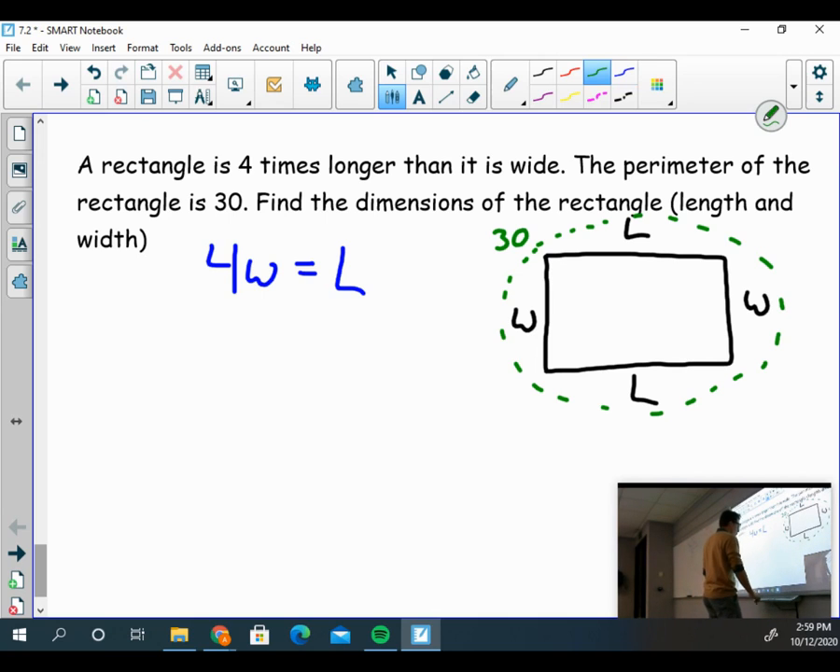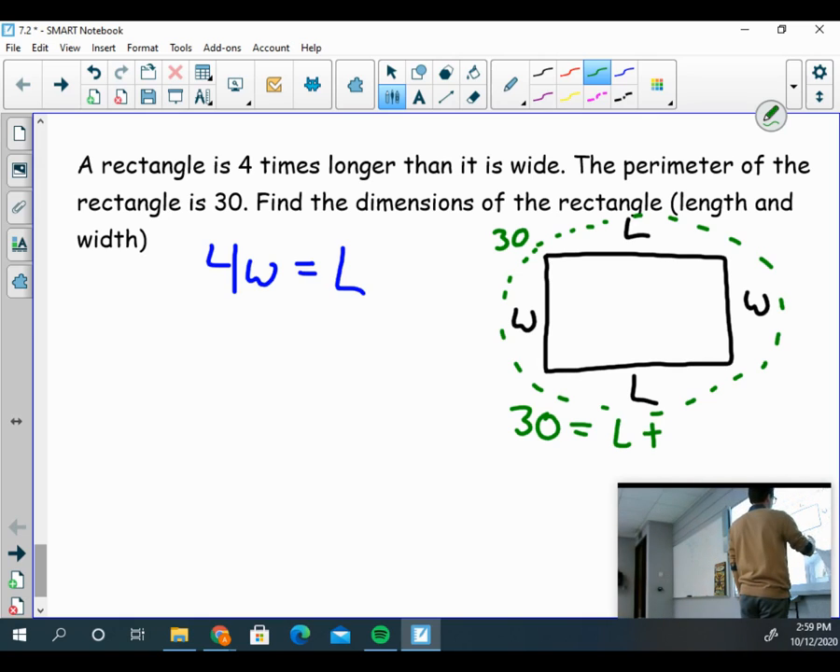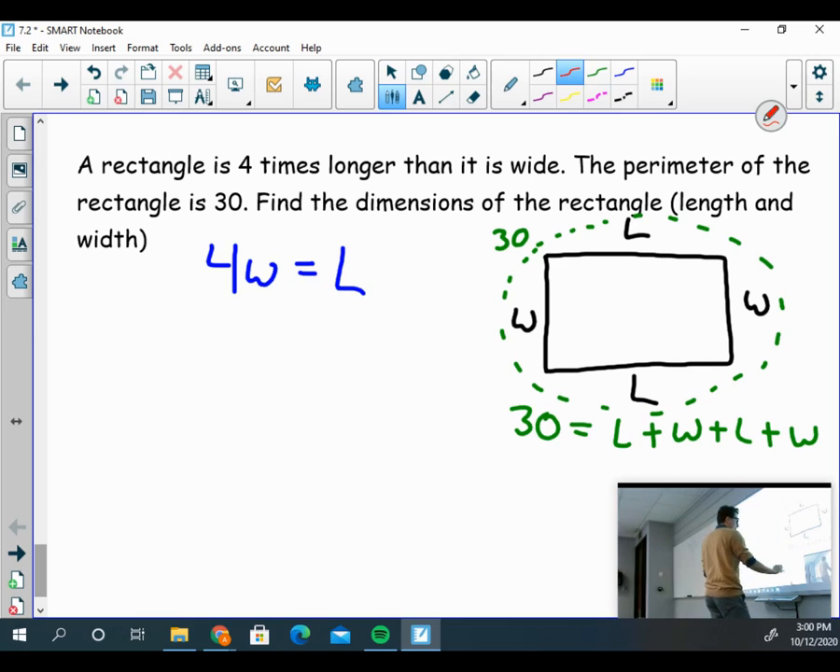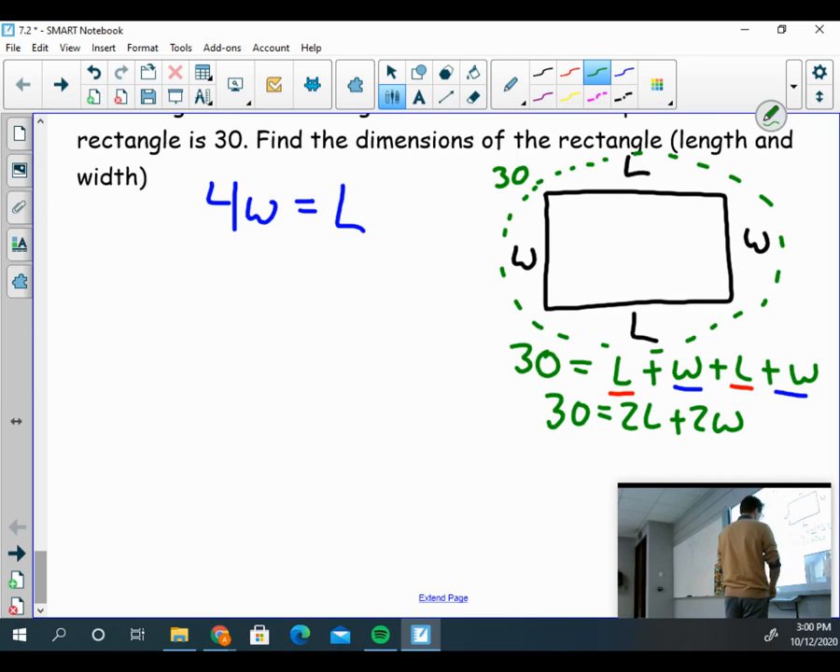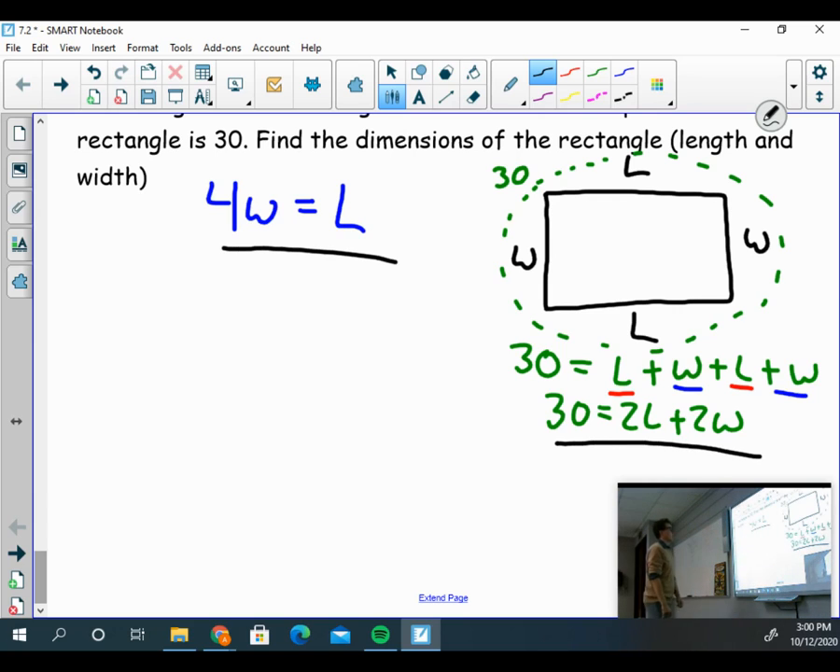Now let's look at the perimeter. The perimeter totals to be 30. What's the formula for perimeter of a rectangle? Well, look at the picture. Perimeter is adding up all the sides. So what do I have here? L plus W plus L plus W. I can simplify that by combining my like terms. And I end up getting 30 equals 2L plus 2W. From here, I've got 2 equations that I can go ahead and solve.